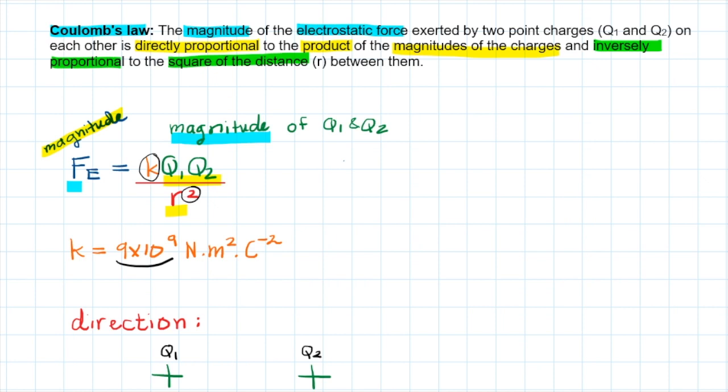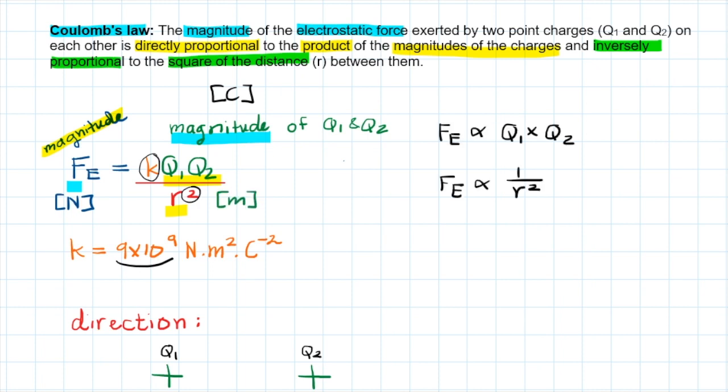Force, even if it's an electrostatic force, is measured in newtons. We say that the SI unit for charge is coulomb, so make sure that you know how to convert from microcoulomb, nanocoulomb, etc. to coulomb. And distance is measured in meters.